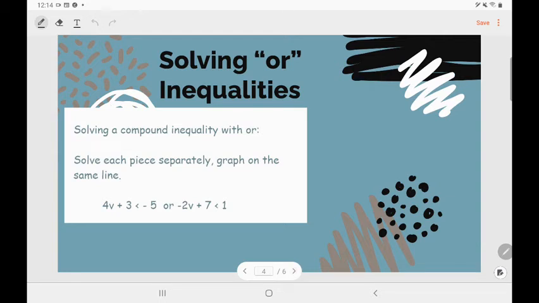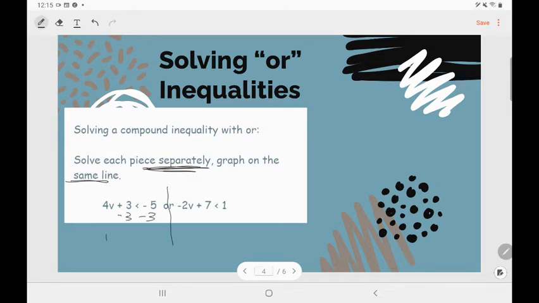Now let's talk about solving "or" inequalities. Solving a compound inequality with "or," I'm going to solve each piece separately, and then I'm going to graph on the same line. So these are two separate problems. So let's solve the first problem.